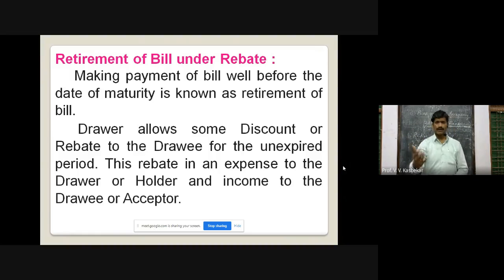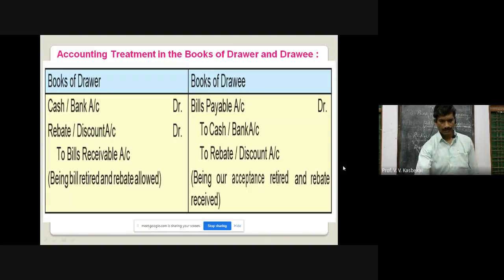Rebate given by drawer will be an expense to the drawer, and it will be debited to the profit and loss account of the drawer. In case of the drawee, it will be income and it will be credited to the P&L account. There are some specimen journal entries for retirement. Let us see them in the books of drawer and in the books of drawee.